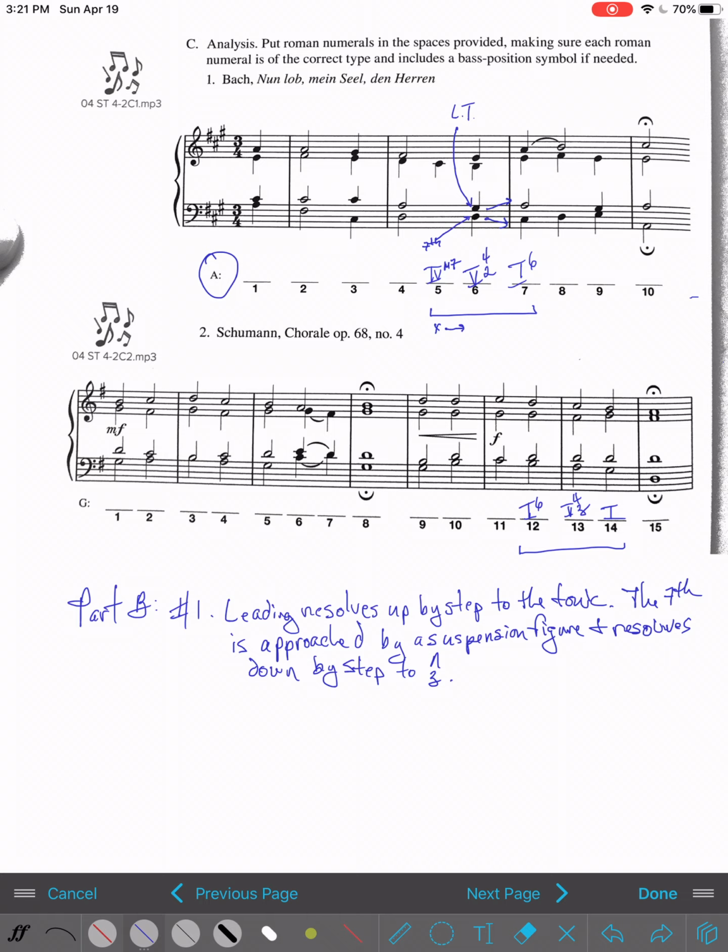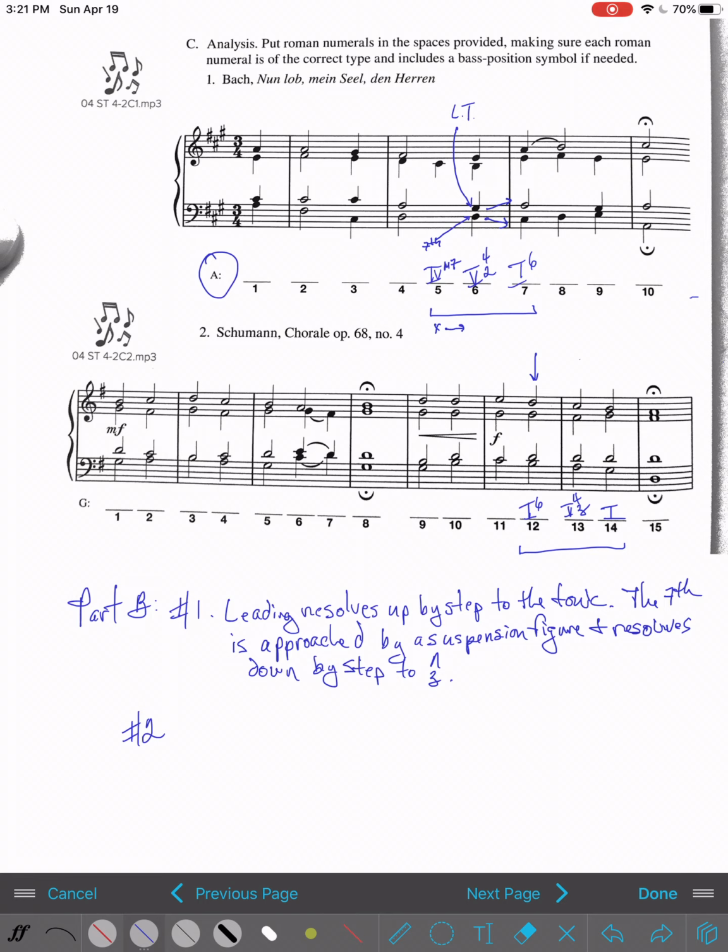Let me do another one for you. Let's talk about this one right here. I've already got this sort of figured out. So we're going to start right here for now. Okay, so let's look here. We're in the key of G major, and this is a very, very typical progression where we're going to have a 5-4-3 motion here. So let's take a look.